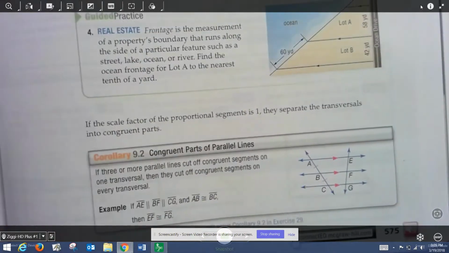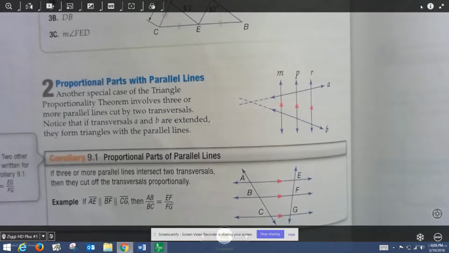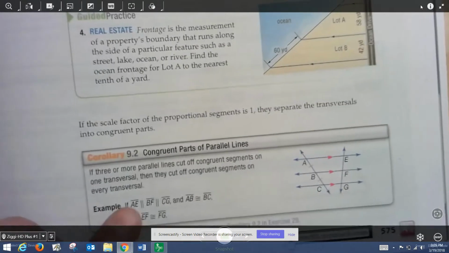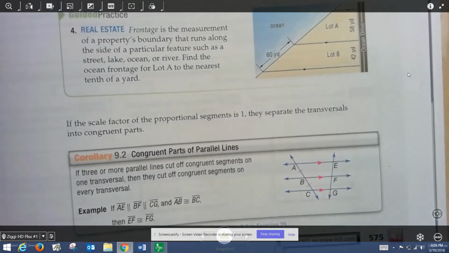I think what you should focus on, and what we're going to go over next, is corollaries 9.1 and 9.2. This is what we're going to go over in the next part, and I will see you then.